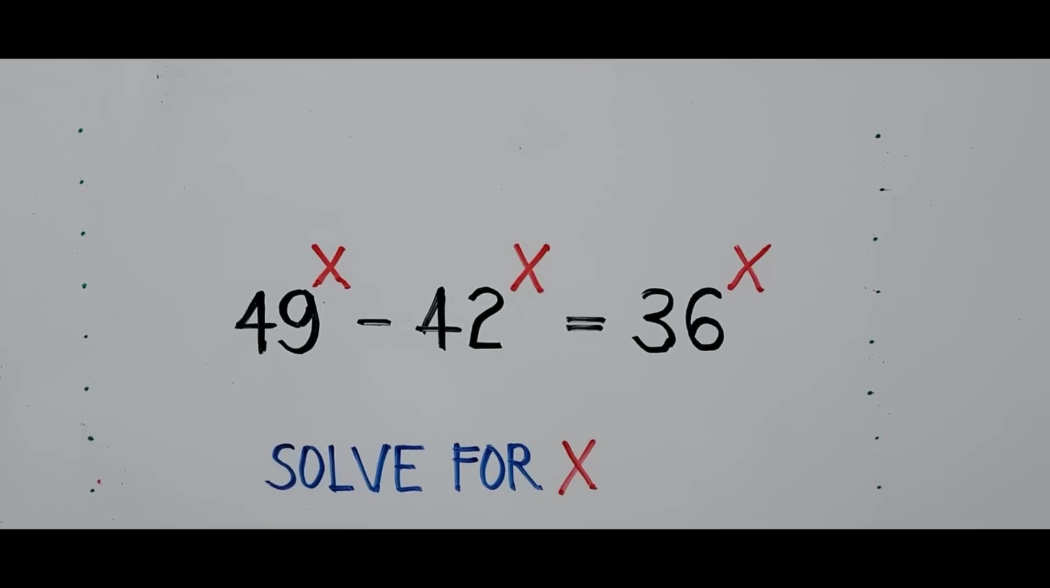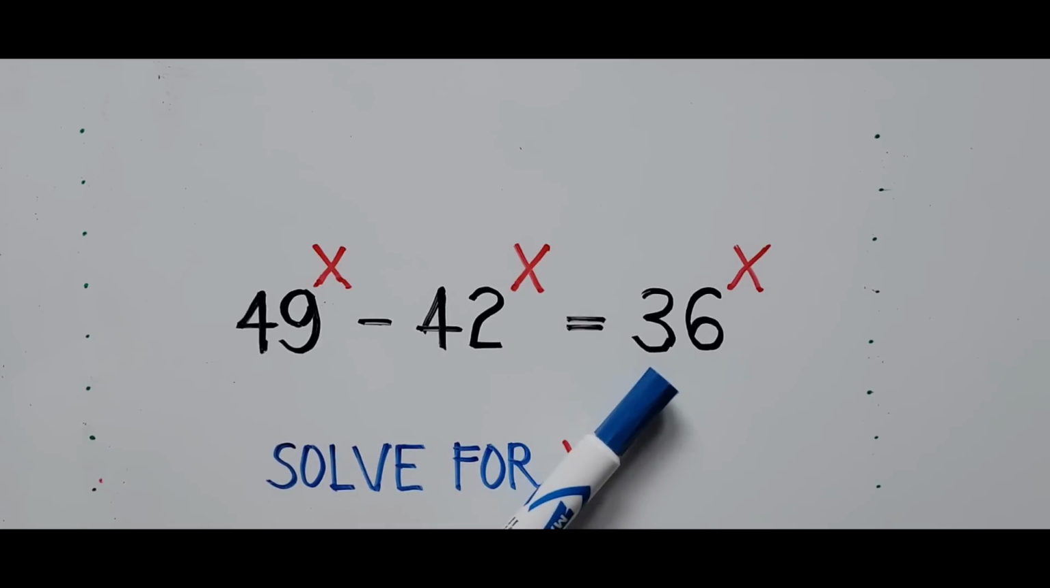So this video is about solving another exponential equation: 49 raised to the x power minus 42 raised to x equals 36 raised to the x power. And we're solving for the value of x.